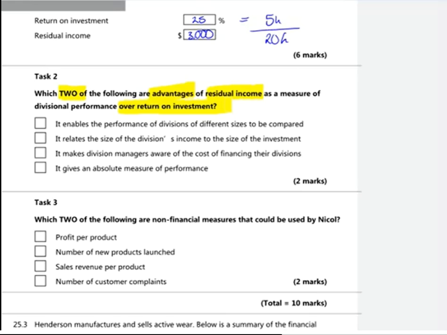Well, the first 2 examples that are given to us, enabling divisional performance across divisions of different sizes and relating the return back to the size of the investment, are actually strengths of the ROI technique and weaknesses of residual income. We needed to identify that managers would be more focused on the cost of financing their divisions and that we would have an absolute measure of performance.